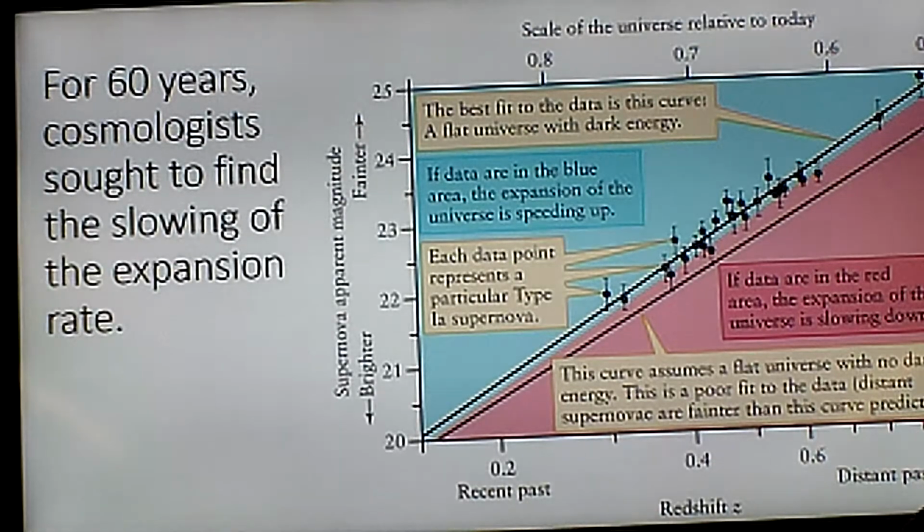And virtually every one of the dots, every galaxy that was used in the study, is on the acceleration side of the curve. You got a few, like this one, and this one, and this one, out of, I think, 31 galaxies that were studied. And so a Nobel Prize was awarded in 2011 for demonstrating that not only is the universe expanding, the rate of expansion is accelerating.